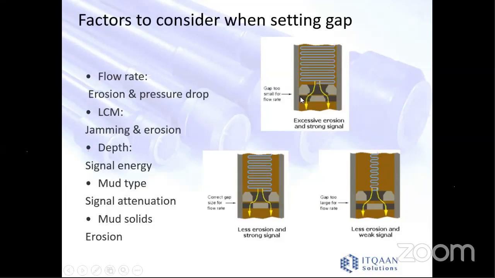If you look at the picture here, for example, the gap is too small for the flow rate. We have a very high flow rate. This can cause excessive erosion. For sure we will have a strong signal, but then we'll have trouble because we may have excessive erosion. In this example, it's the correct gap size for the flow rate: less erosion and a strong signal, okay? Here the gap is too large for the flow rate, so we will have a very weak signal, and it may not be detected by the surface sensor.